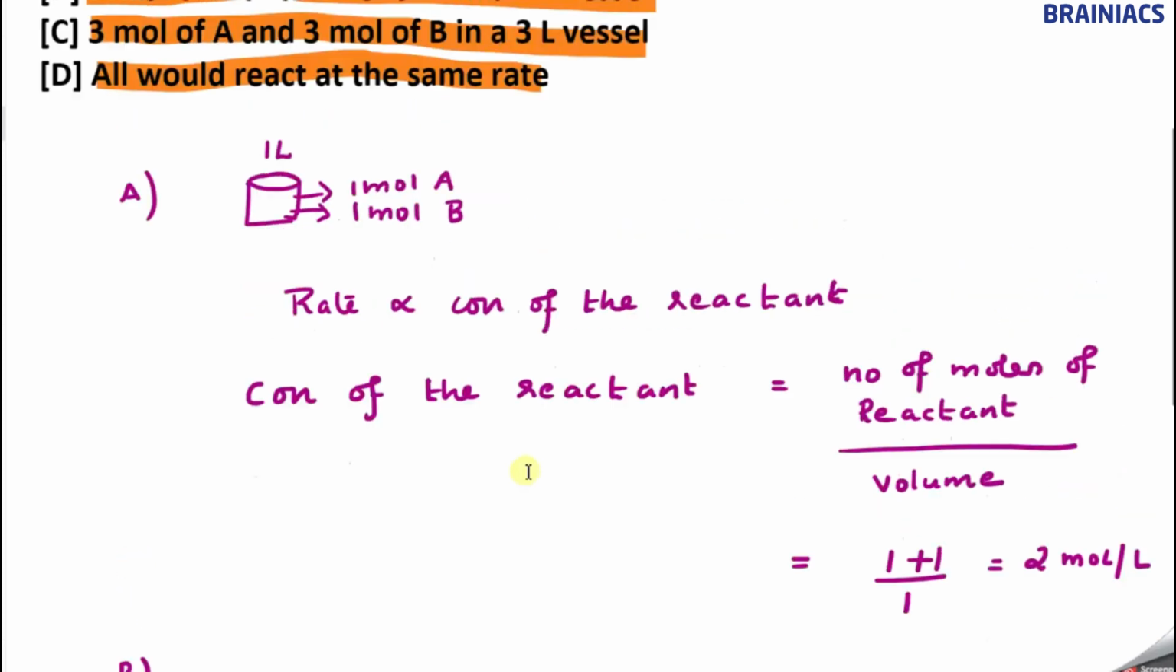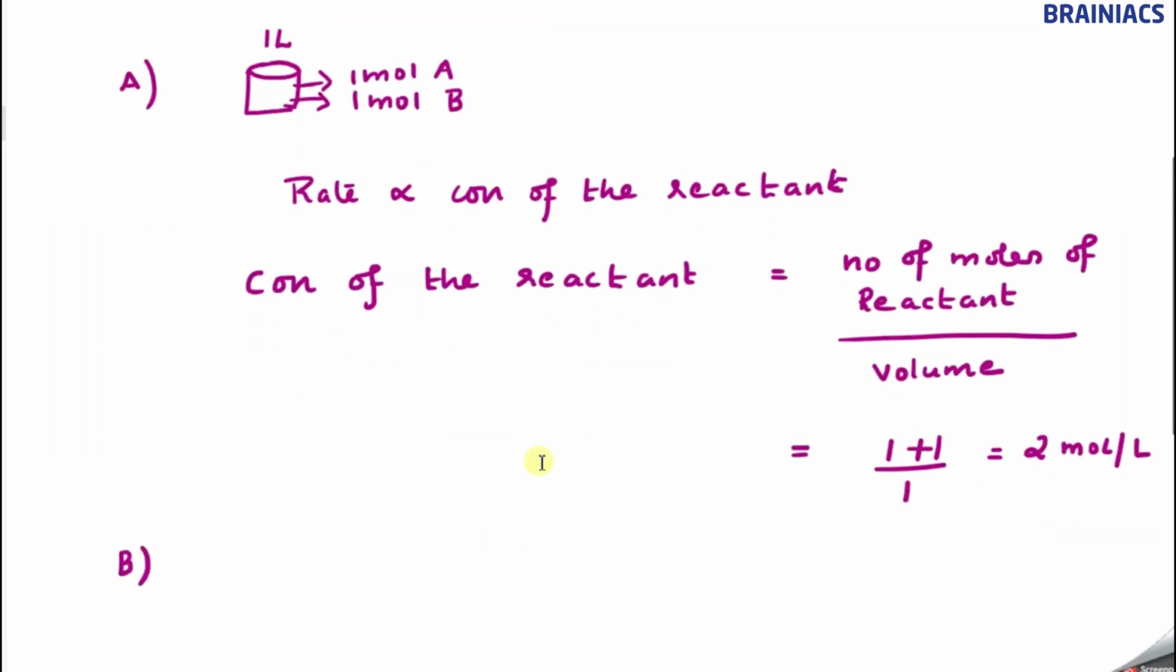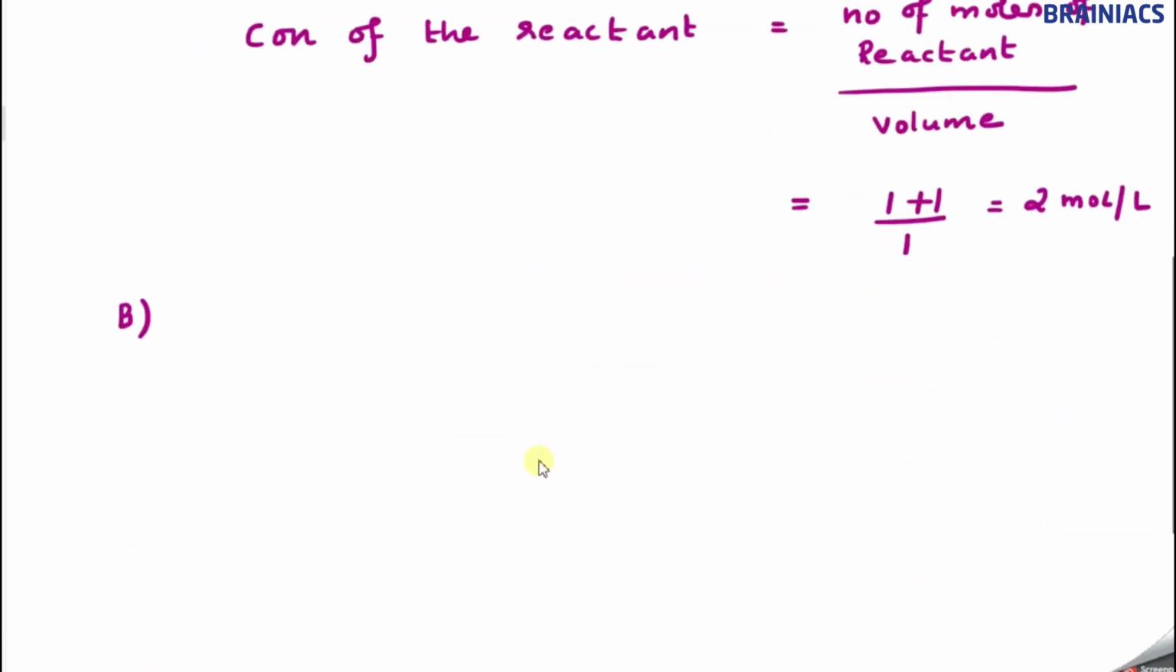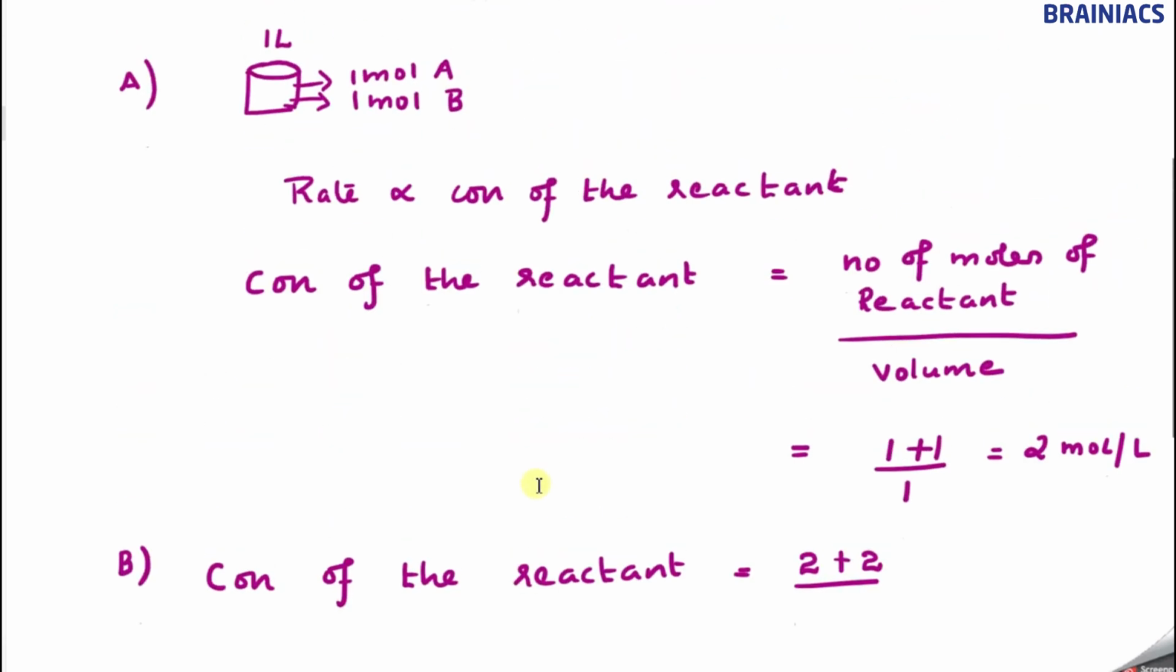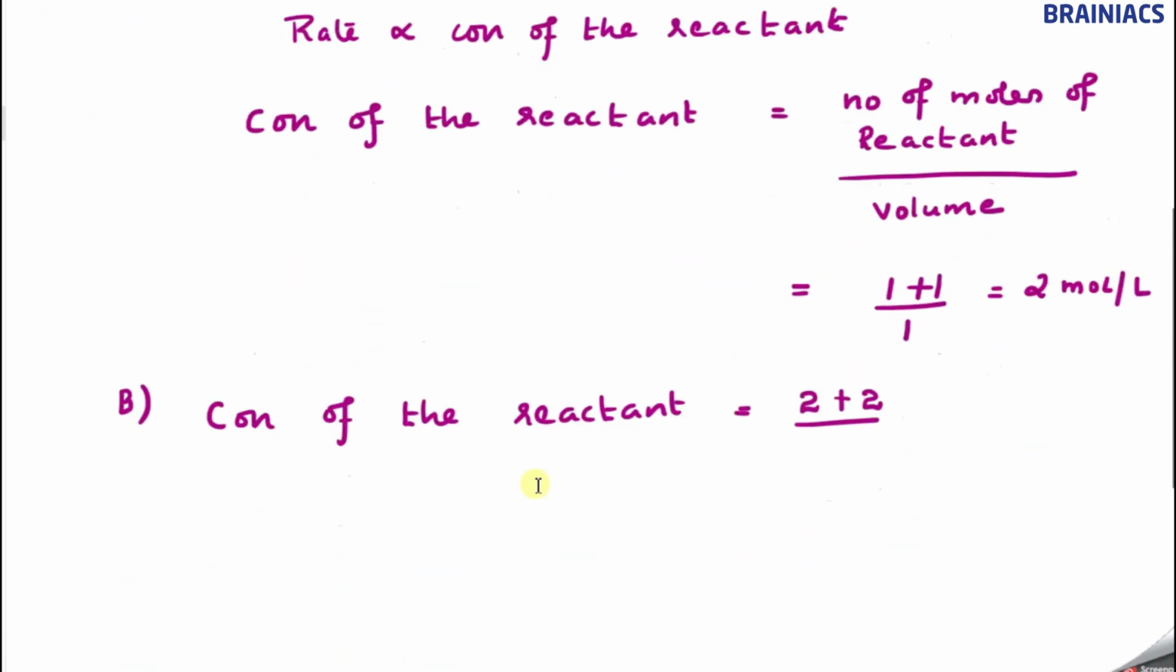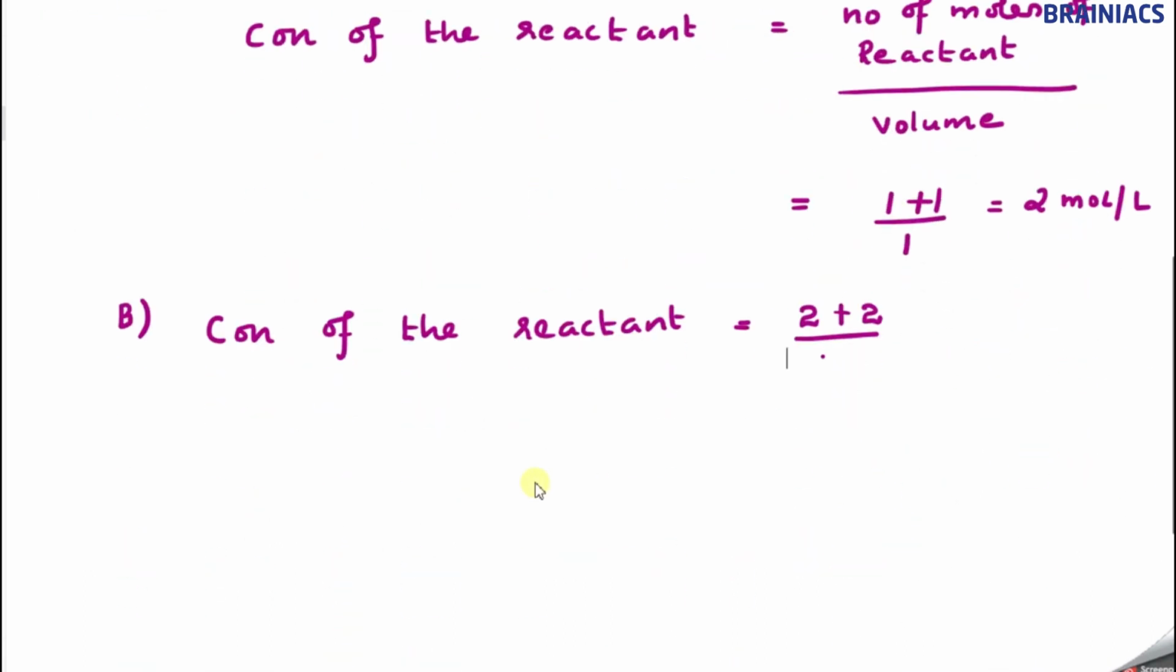Now similarly, we will go with option B. In option B, 2 mole of A and 2 mole of B are present. So the concentration of the reactant is equal to the number of moles of the reactant, 2 mole of A and 2 mole of B, divided by the volume of the vessel, that is 2 liter vessel. So that means 4 by 2, that is 2 mole per liter here also.